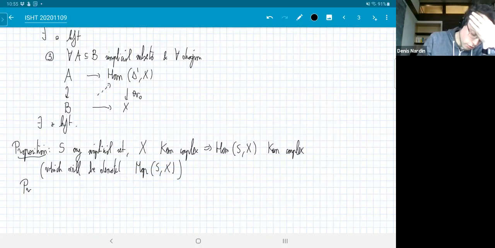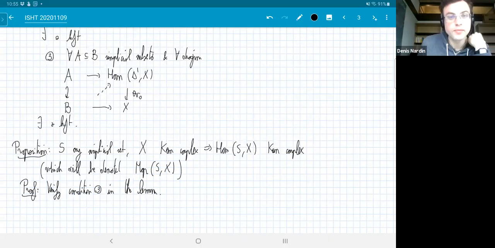And the proof is to use the lemma. The proof is: verify condition 3 in the lemma, which helpfully is still visible.